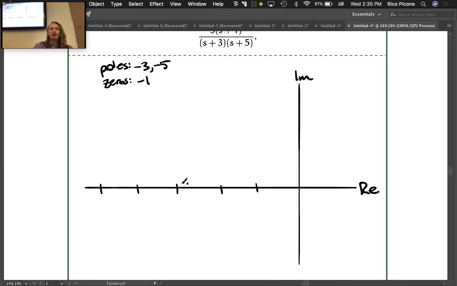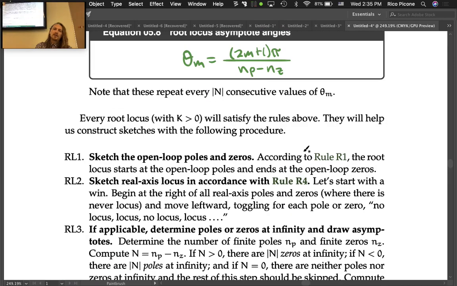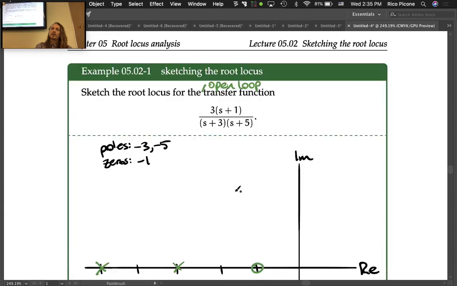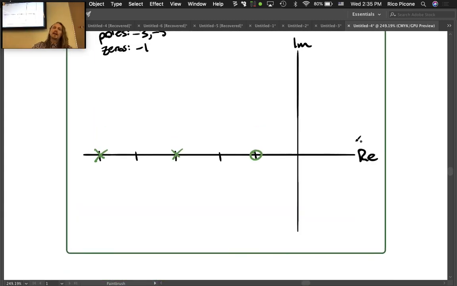So we've got a pole at -3. We've got a pole at -5. We've got a zero at -1. So that's pretty easy. Okay, step 2 in the procedure. Sketch the real axis locus in accordance with rule 4. So we start to the right of any of the zeros and poles. No locus. We march leftward till we hit the first zero or pole, and after which we have locus on the real axis.